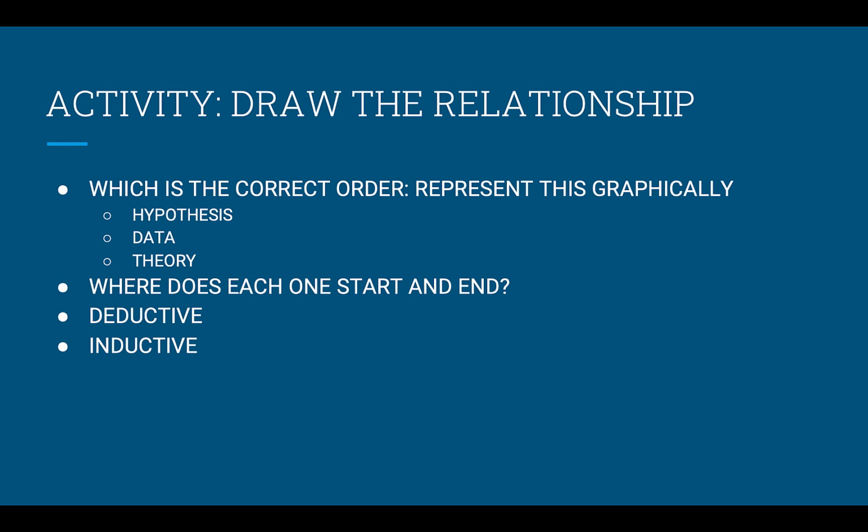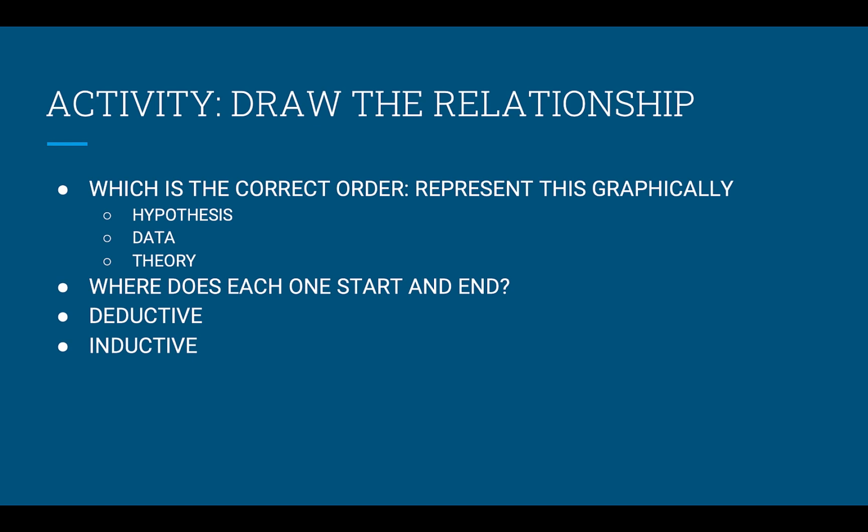So what I want you to do is just write down, maybe on a piece of paper, on one end of the paper, deductive, and on the other, inductive, or maybe on the other side of the same paper, depending on how big you're planning on drawing this. And what I want you to do is draw some graphic example of the relationship between these things.